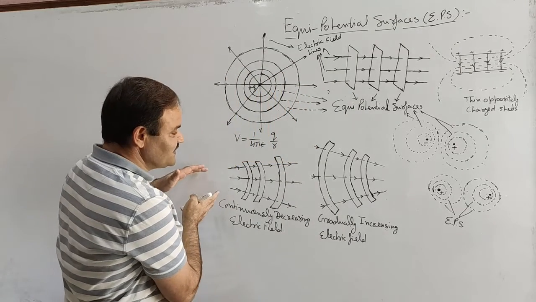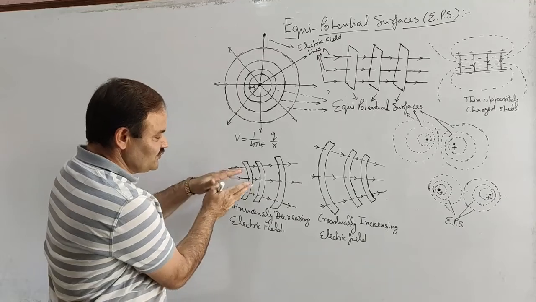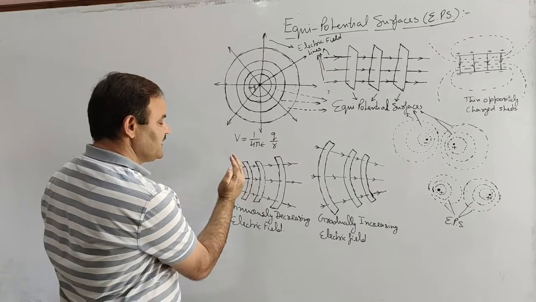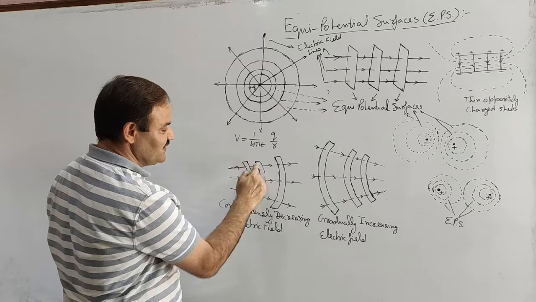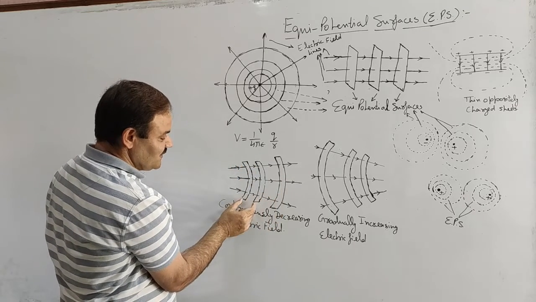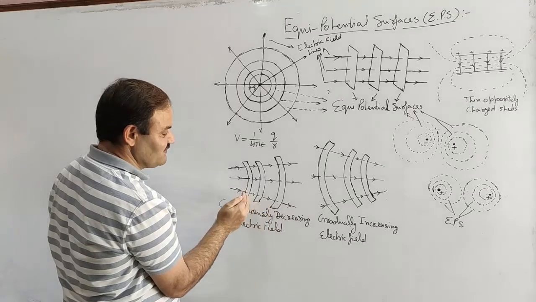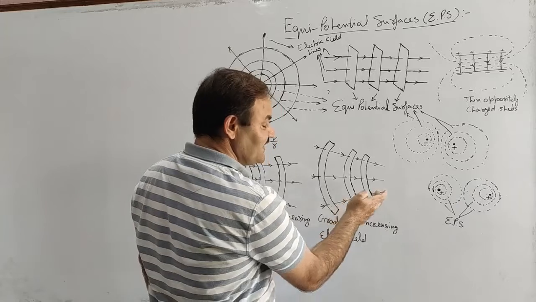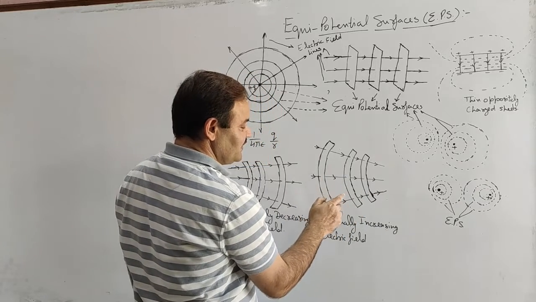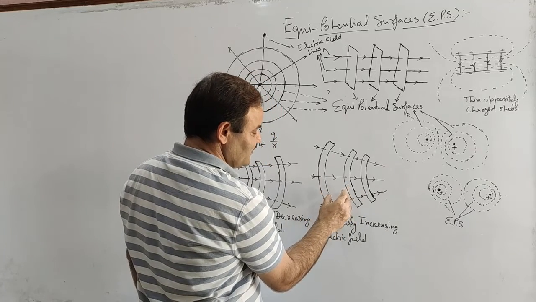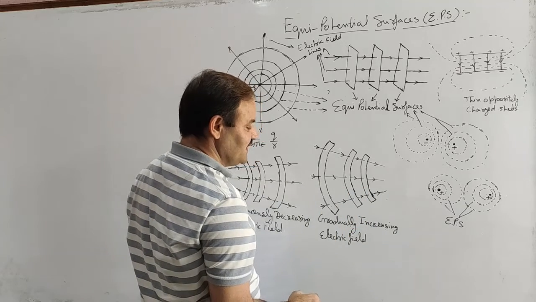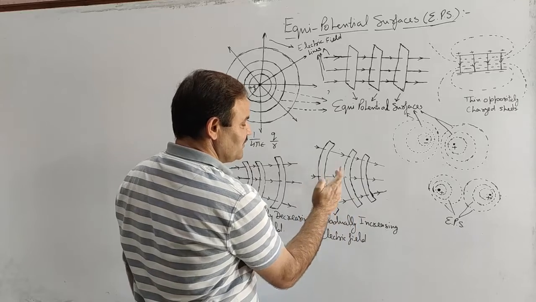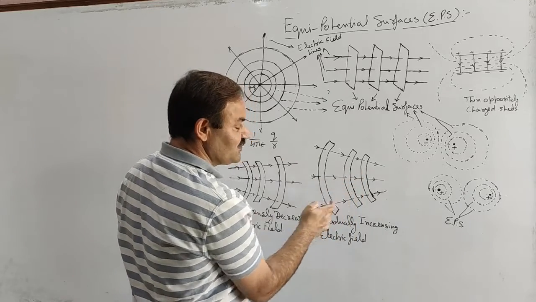If electric field is gradually decreasing, then lines of force will be gradually moving away from each other, and in that case equipotential surfaces will be of this shape. The separation between the equipotential surfaces will be gradually increasing. But if electric field is gradually increasing, then the separation between equipotential surfaces will be gradually decreasing. Hence, for gradually increasing electric field, equipotential surfaces will have this type of shape.